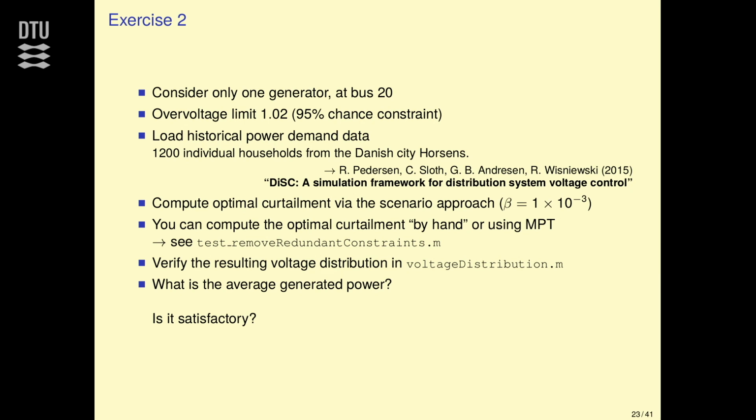The MPT toolbox allows you to work with polyhedra. You can see this test file to see what happens. Okay? So this experiment is actually just one extra line of the previous experiment. It's just compute Gmax for the scenario approach. Okay? And then you can see what is the average generated power now. Is it really satisfactory or not? Okay, I wanted to add this one because now some of you might already start working on the scenario.